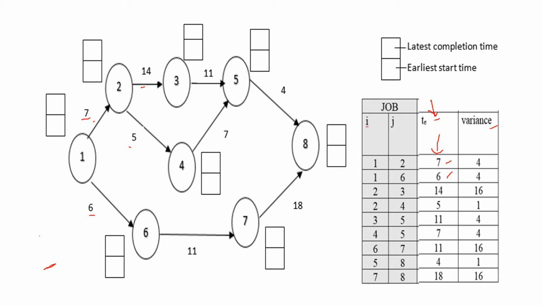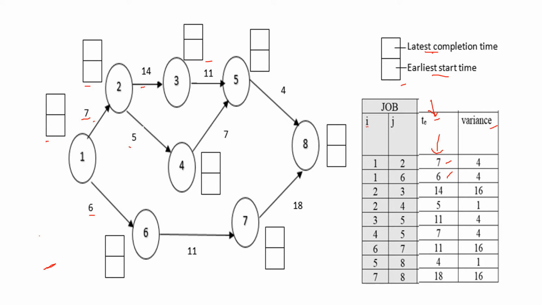Now next you have to find the critical path of this network diagram. For finding the critical path, for each node we have to find the latest completion time and the earliest start time. See, I have drawn the boxes over here, and the lower portion is the earliest start time and the upper portion is the latest completion time.